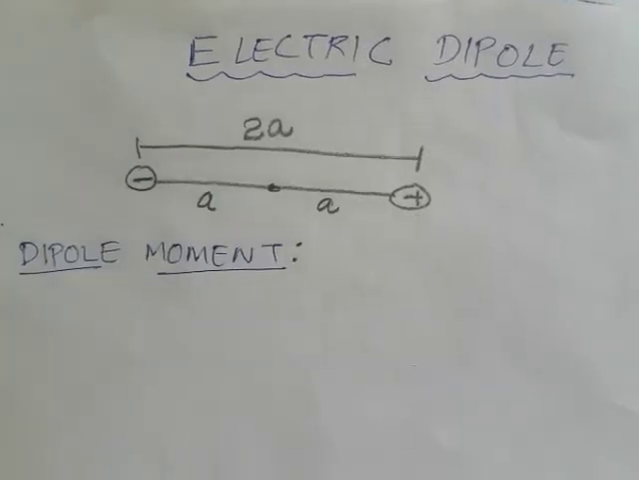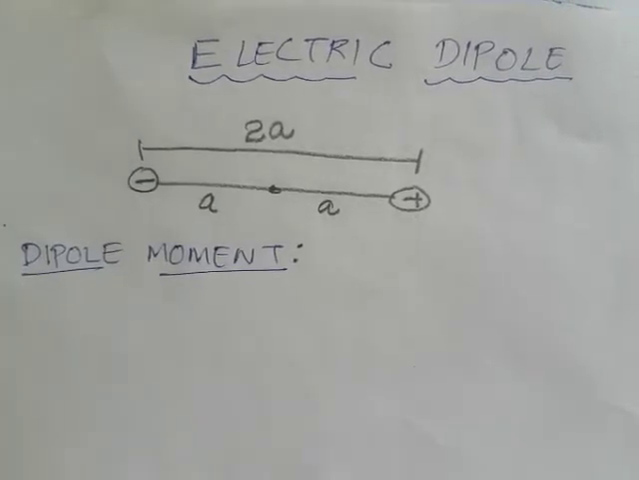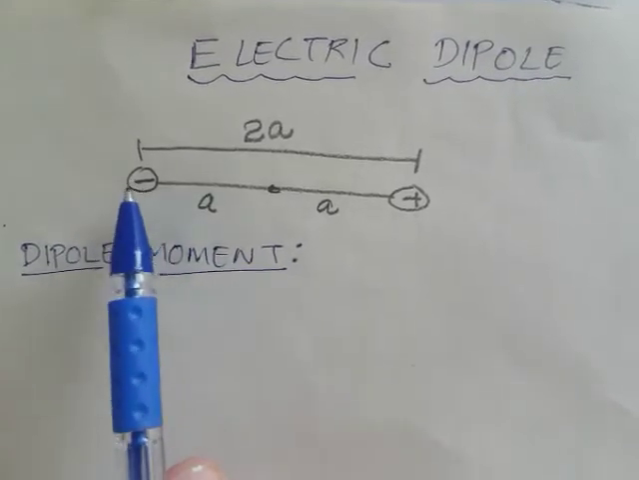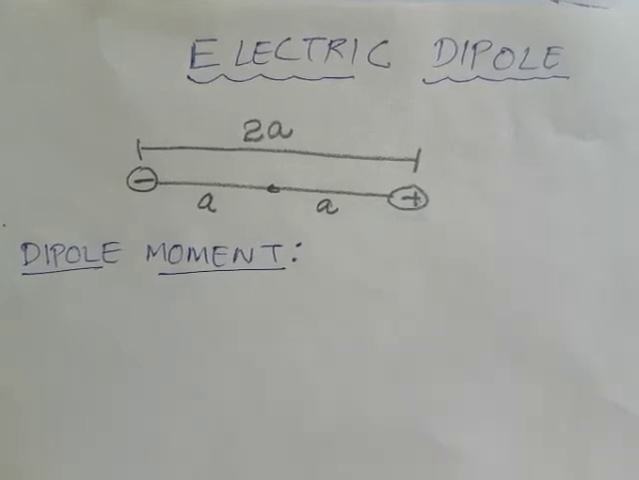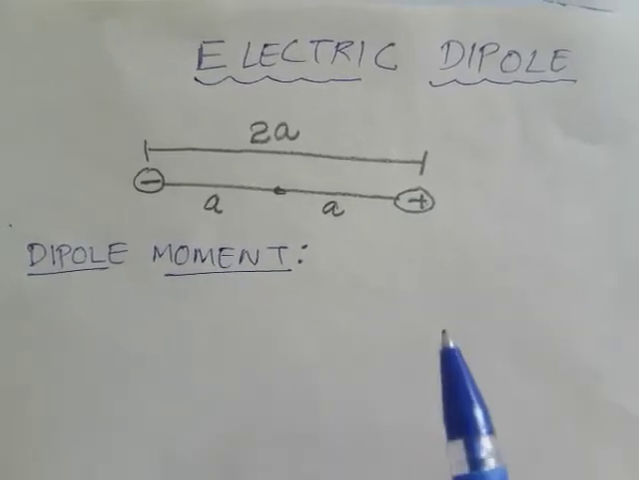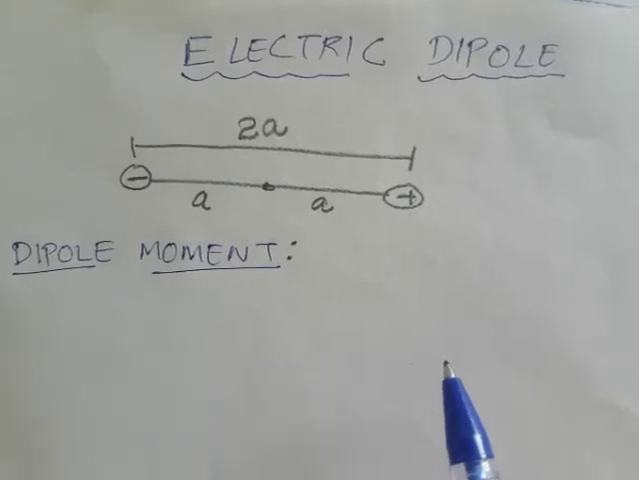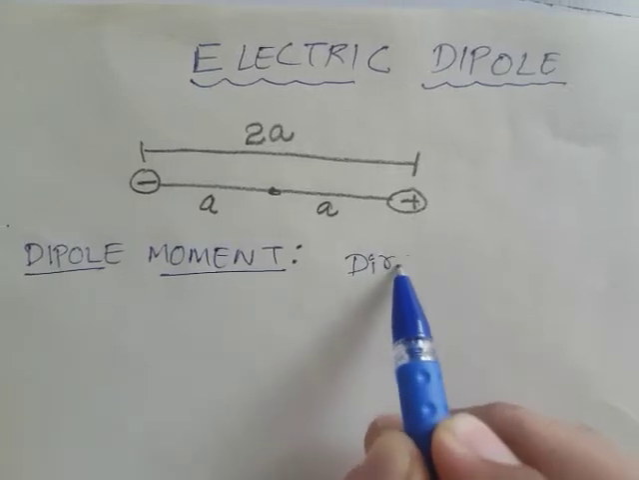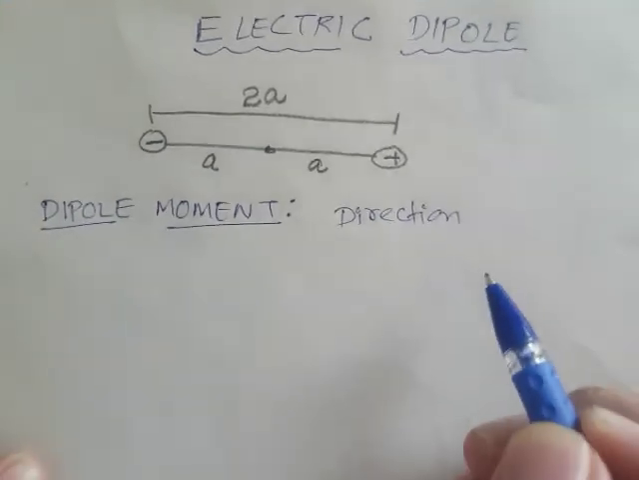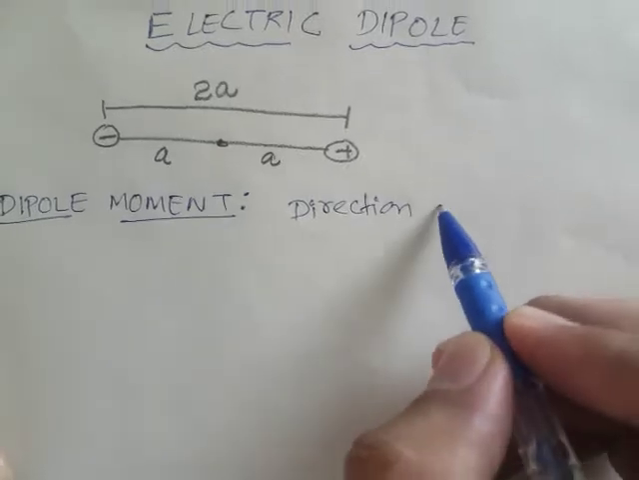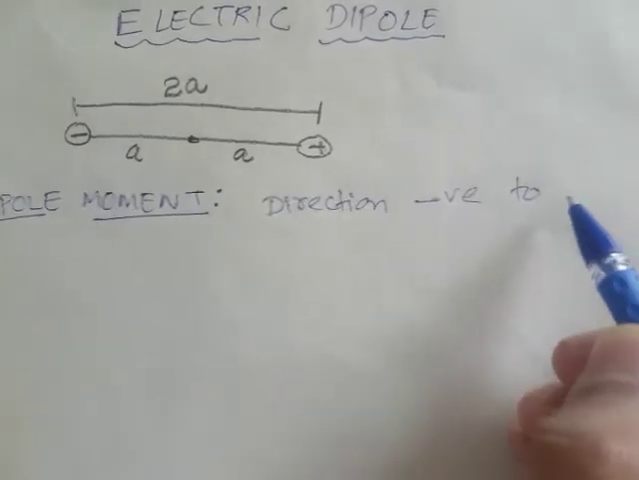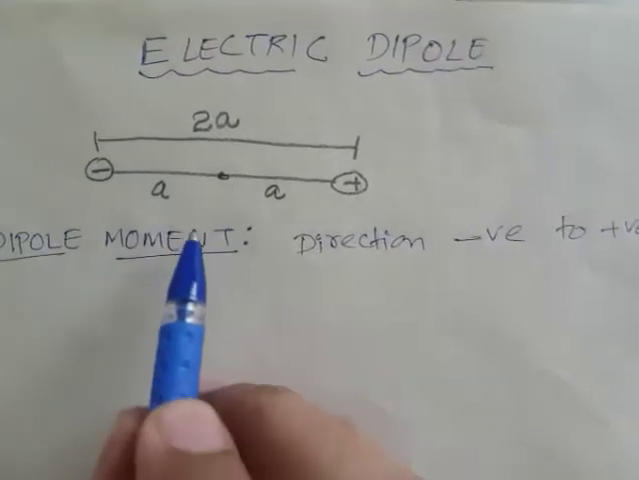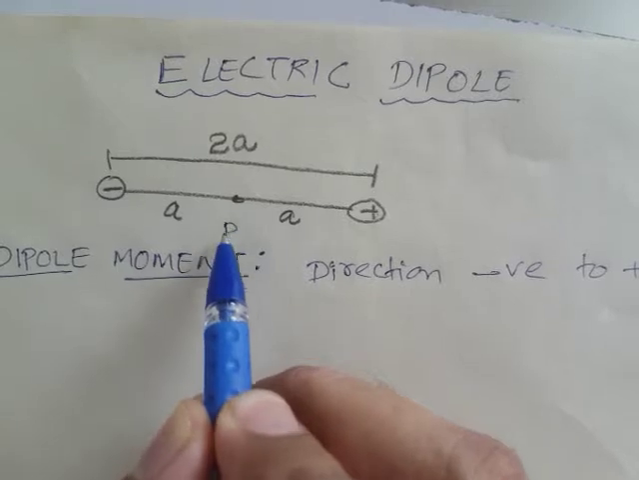Now dipole moment is the same as electric dipole, but here we consider that the axial line joining from negative to positive is also showing its direction. In the dipole moment, we are more concerned about direction. It's a vector quantity. So the direction of dipole moment is from negative to positive.